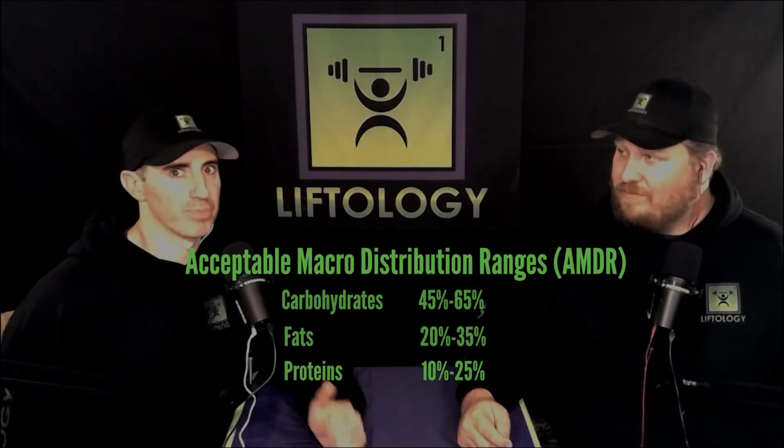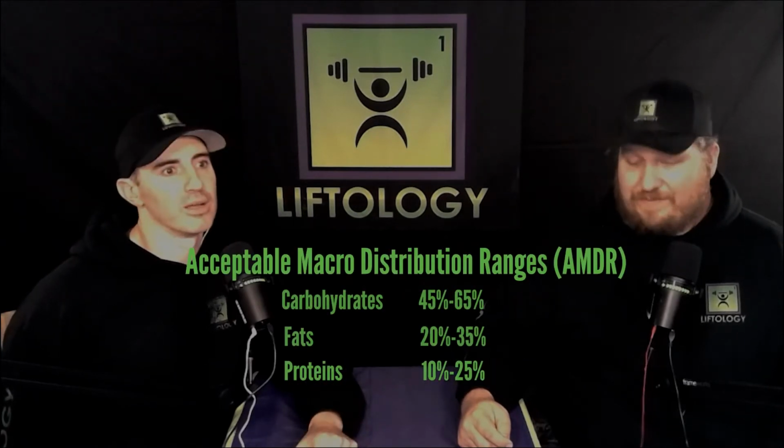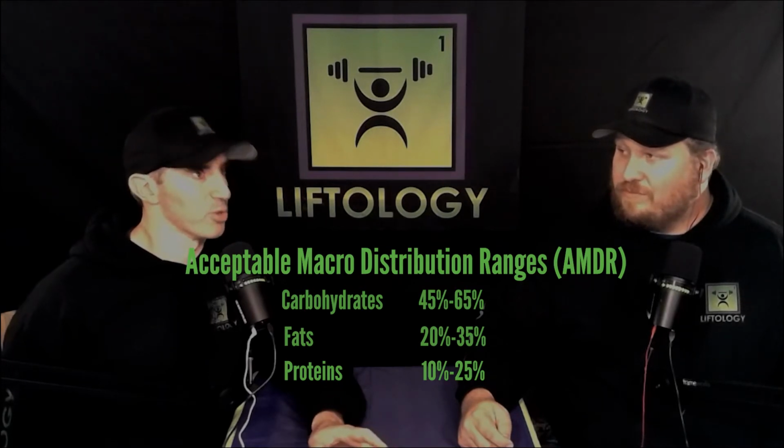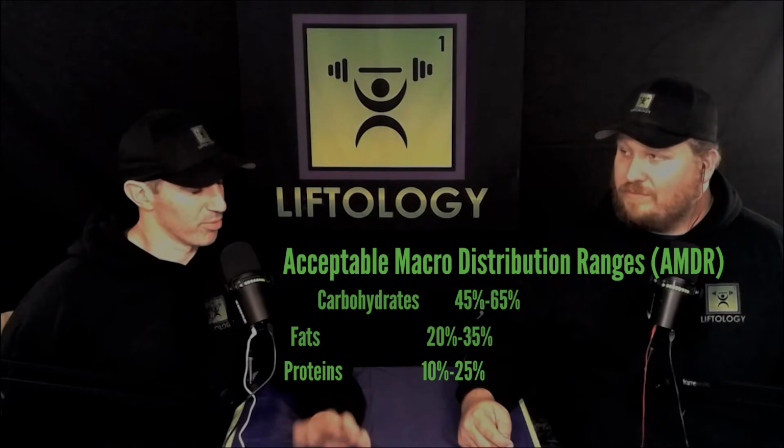Okay. First, I think we should cover the acceptable macronutrient distribution ranges, right? Which AMDR for short, and kind of give a few sources for them, and then also go over what each individually is. Got the ranges up in that noggin there, Joe? We got them. So for generally accepted AMDR, we have 45 to 65% for carbohydrates. That's percent of your total daily caloric intake. 20 to 35% of your daily caloric intake coming from fat, and 10 to 35% coming from protein. Those are some ranges.